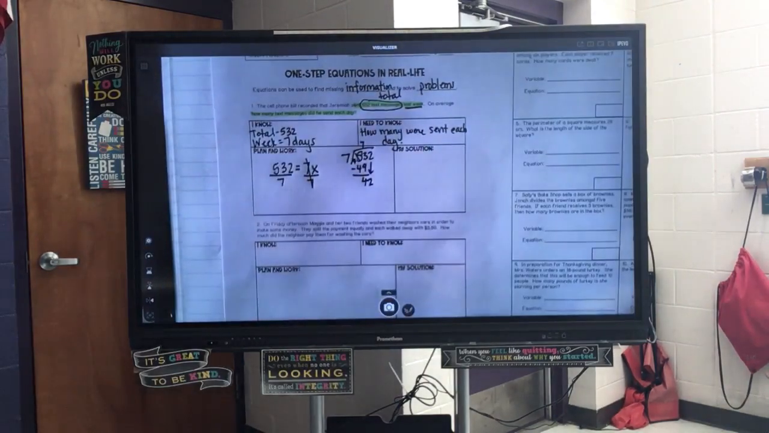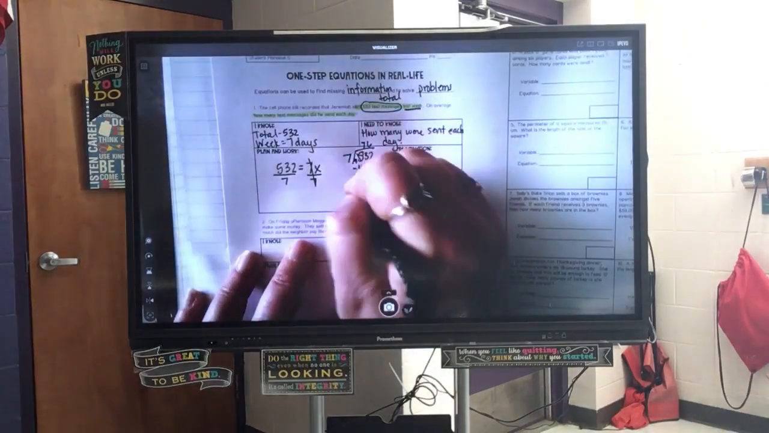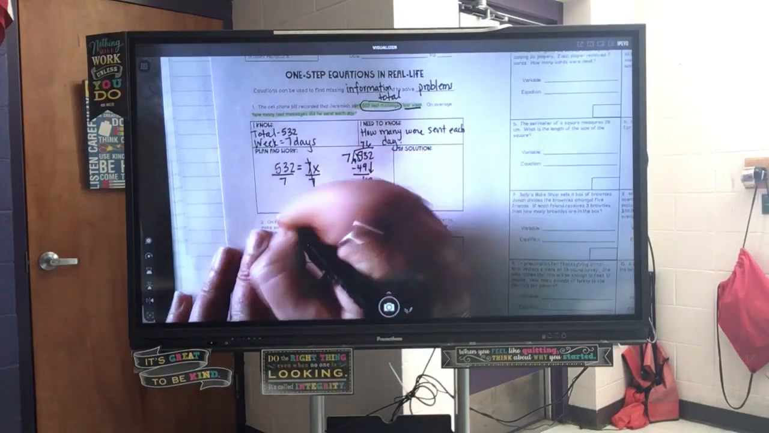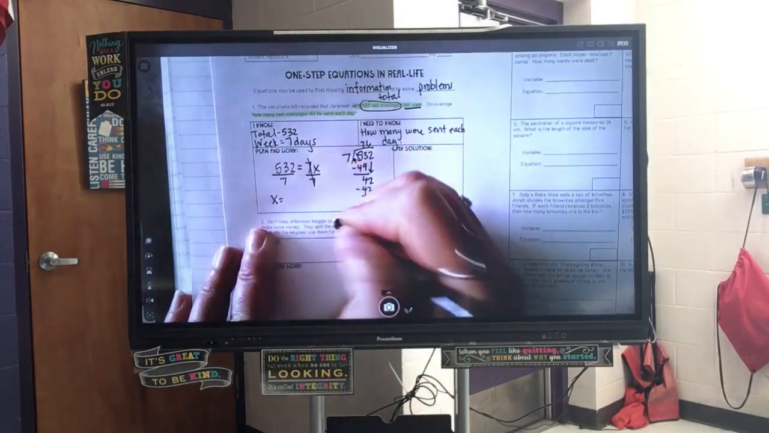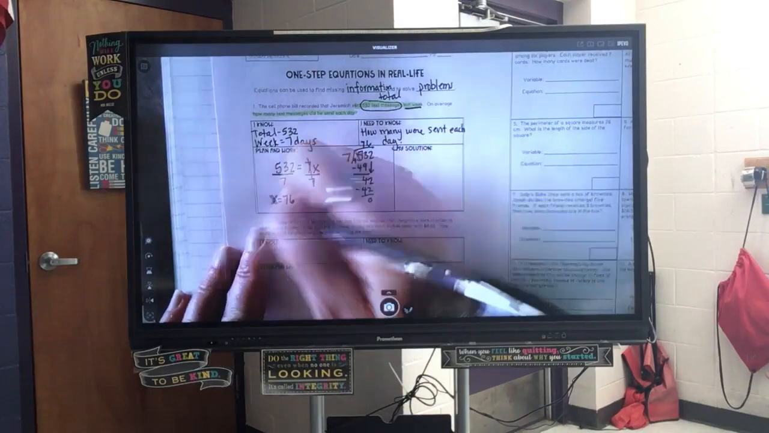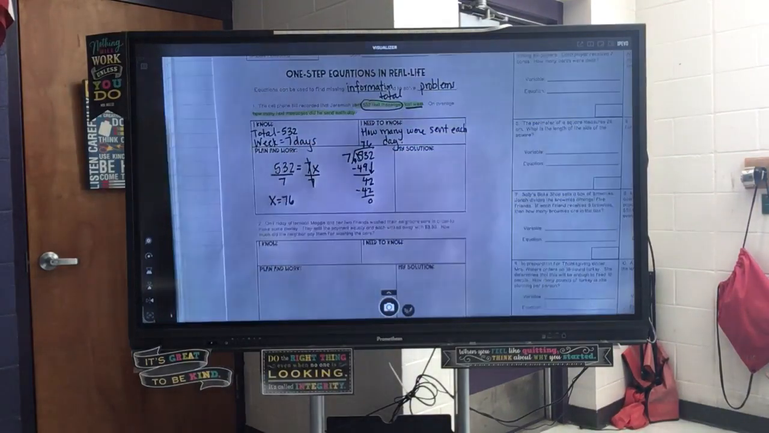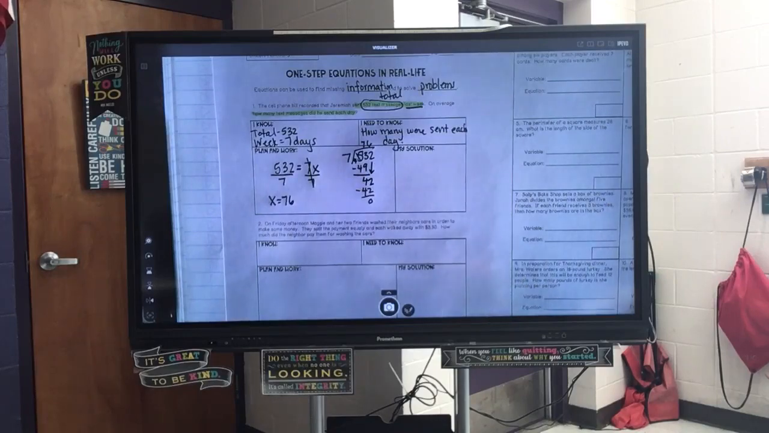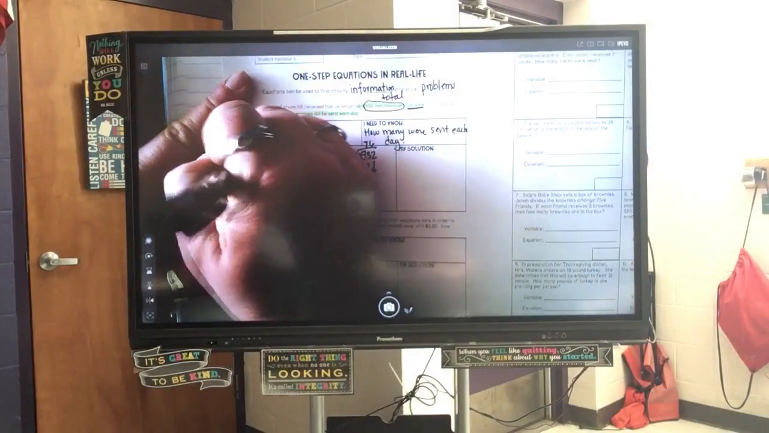6. All right, so then x is going to equal 76. Now, how do I make sure that my work is correct? How am I going to make sure it's correct? Leo: multiply your answer by 7. Okay, so I'm going to do 7 times 76.